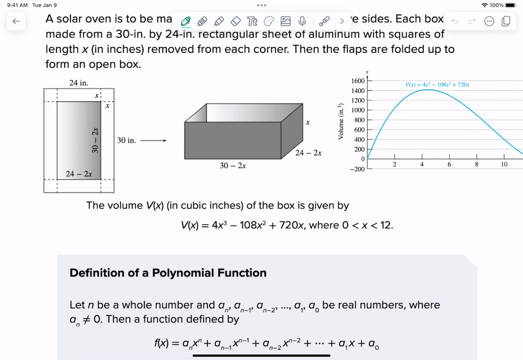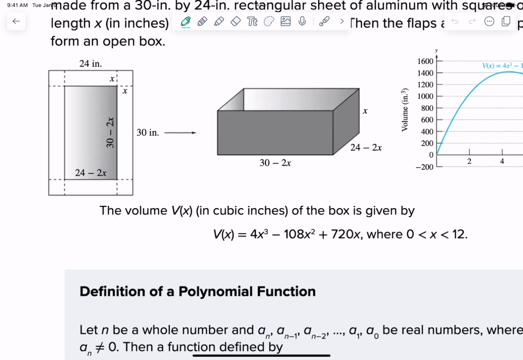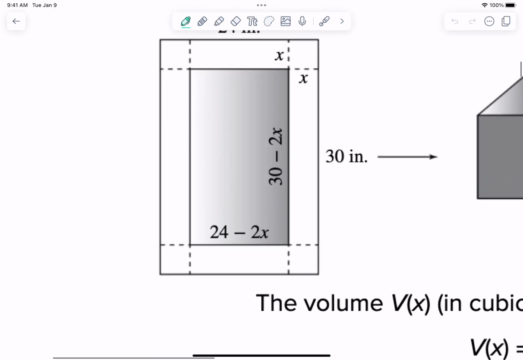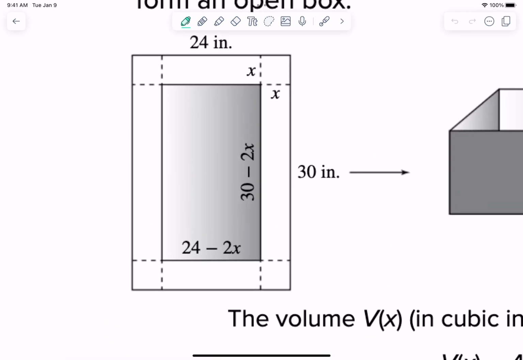We talked in the last section about maximizing area given a perimeter, right? This is kind of the same type of thing, except three-dimensionally, we're dealing with volume instead of area. So maximizing volume. We're given certain dimensions of, let's say, a piece of cardboard, and we know this is 24 inches right here, and this is 30 inches. That's all we're given, a 24 by 30 inch rectangle.